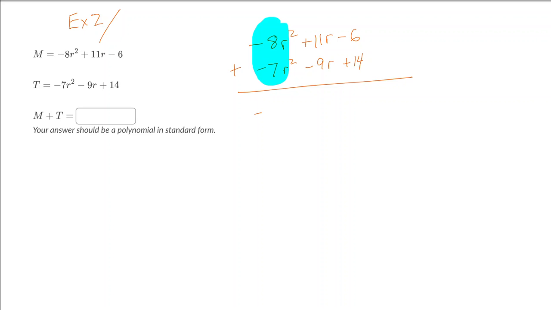Negative 8 and negative 7 makes negative 15r squared. 11r and negative 9r is going to give us 2r. And negative 6 and positive 14 is going to give us a positive 8. If this were a minus sign, we'd have to be a little bit more careful with the sign distribution, but we could still do it this way. And that's it.